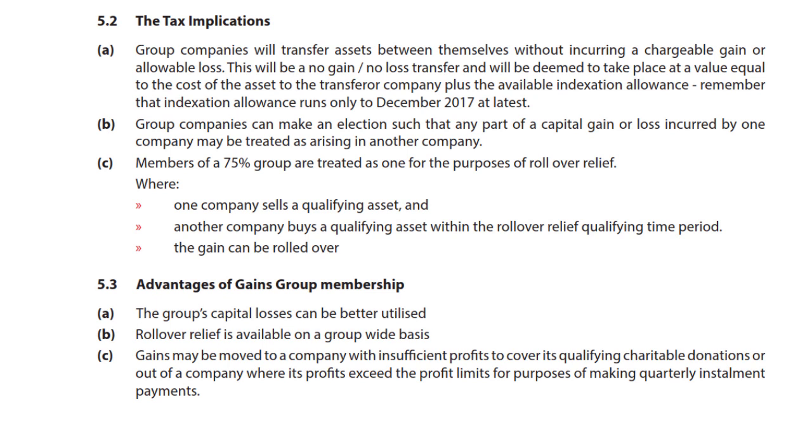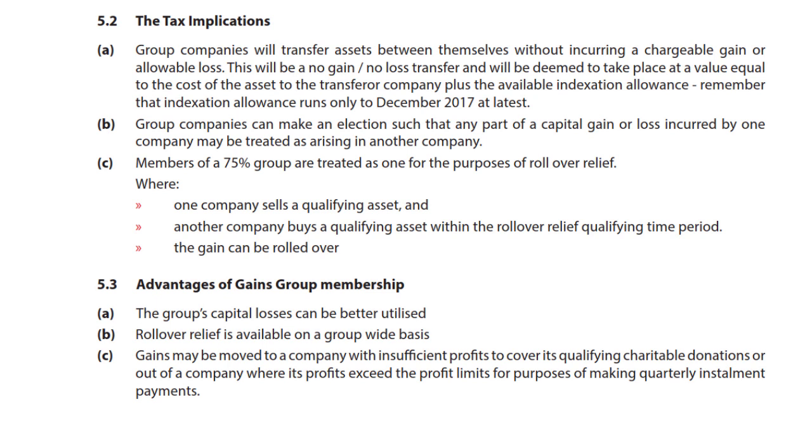If one gains group member transferred an asset to another gains group member, then for taxation purposes it was transferred on a no gain, no loss basis. So neither a gain nor a loss would arise for the transferor company. So what value did that represent? I hope you're now remembering that that value was equal to the transferor's allowable cost or costs plus any available indexation allowance. Remembering again that indexation allowance got stopped, it was frozen at December 2017. So no gain, no loss transfer equals the transferor's cost plus available indexation allowance.